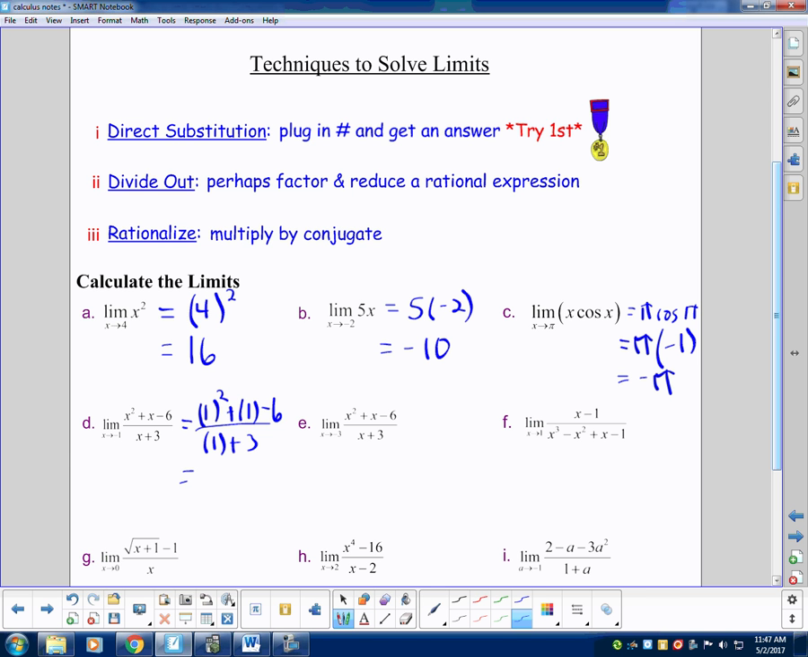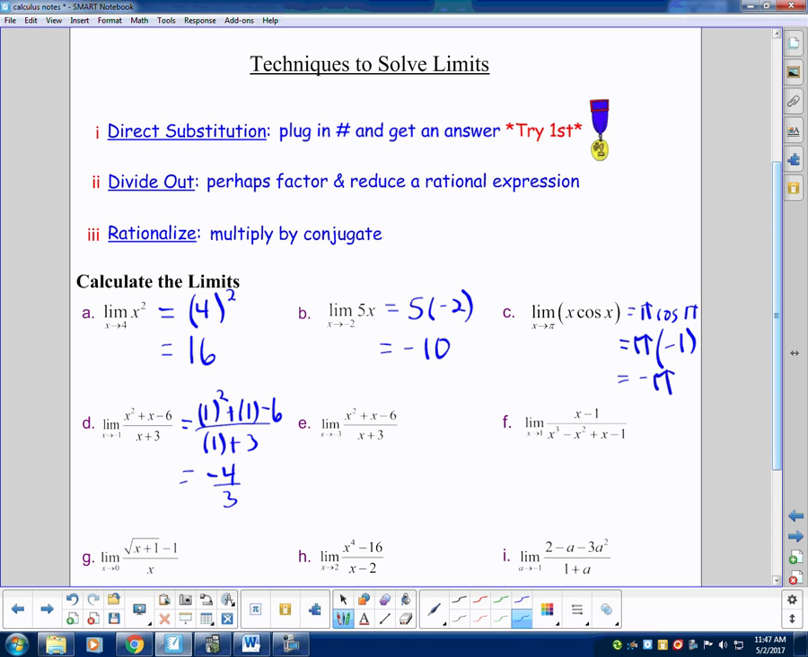By the way, in your textbooks, this is chapter 12, section 2. We did section 1 yesterday. 1 plus 1 is 2. 2 minus 6 is -4 over 3. So -1. Oh, is it?